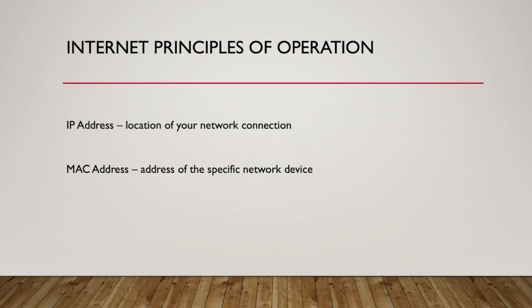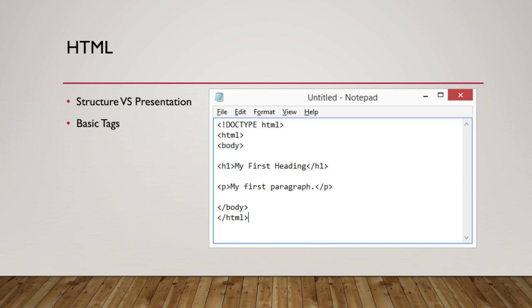It doesn't say anything about specific devices. Well, not at the point where the network enters your house. After it enters your house, it can be split up into individual subnets and things, but that's a little bit more A-level. We also need to understand the absolute basics of HTML.